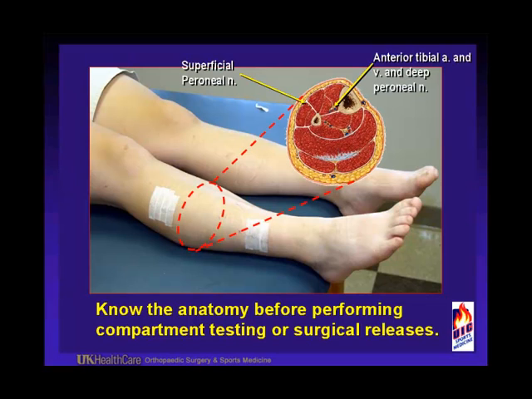This is the surgical procedure that is done. We can do it through smaller incisions using the arthroscope to look for the superficial nerves to avoid damage to them, superficial peroneal nerve specifically laterally. This is a soccer athlete.